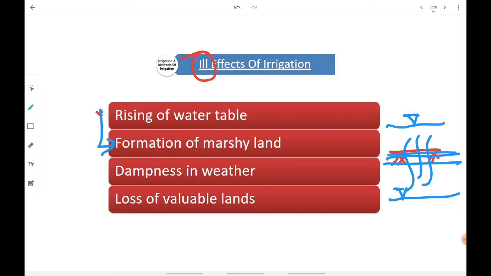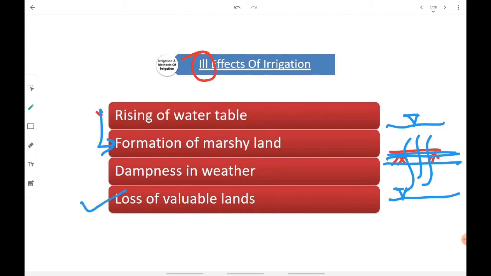Okay, मराठीत ज्याला दलदल म्हणतात. Okay, dampness in weather, the overall moisture level in the atmosphere is going to increase. Okay, and since moisture level is increasing, it invites some kind of diseases. The growth of mosquitoes will be there, the growth of insects will be there. Means overall the ecological balance that was previously in that area is going to get deteriorated.